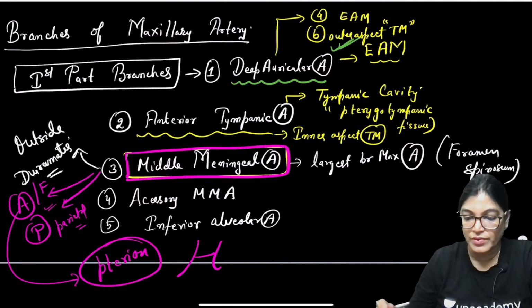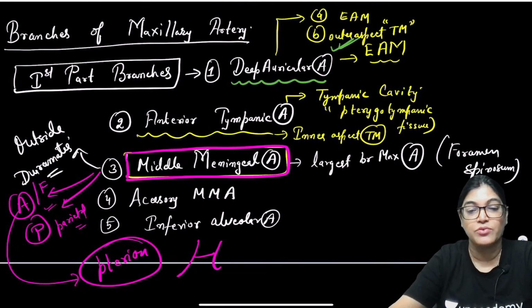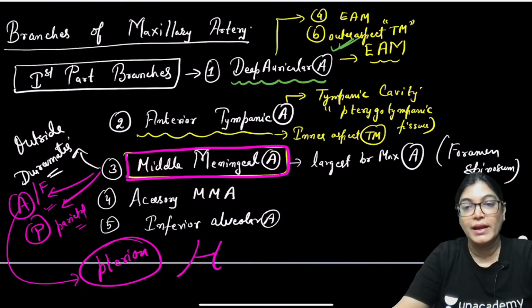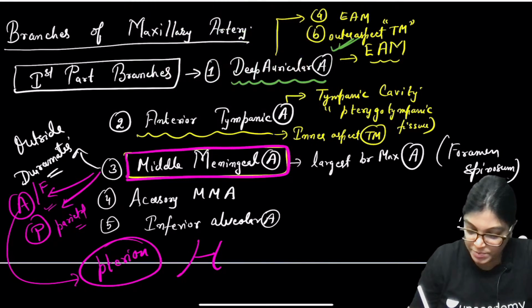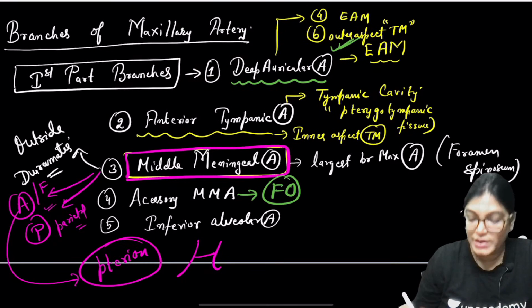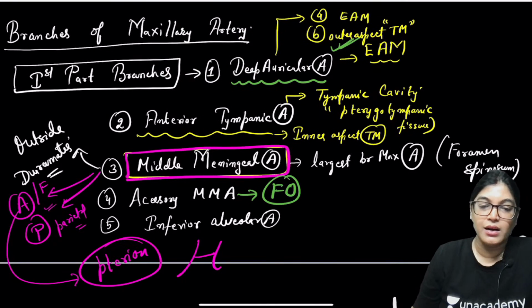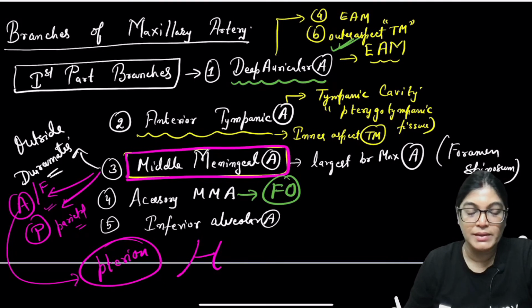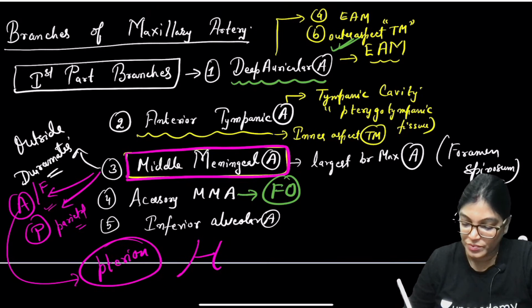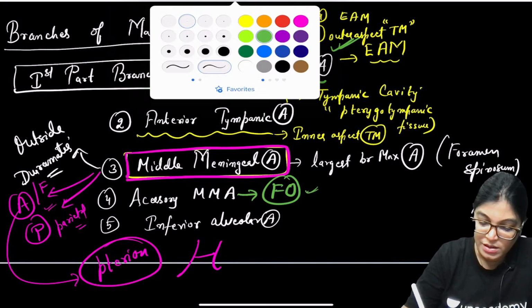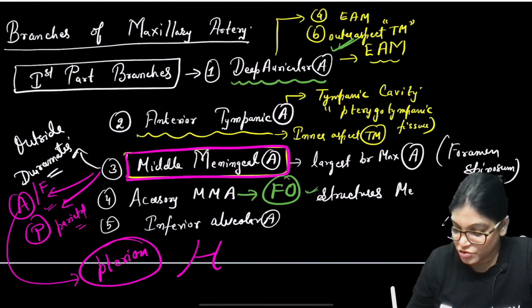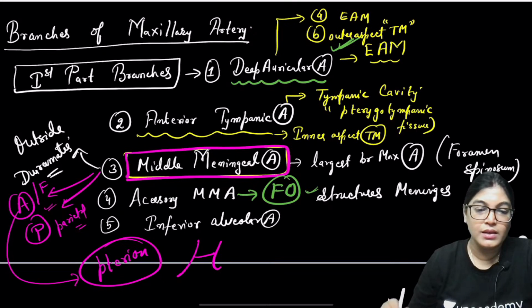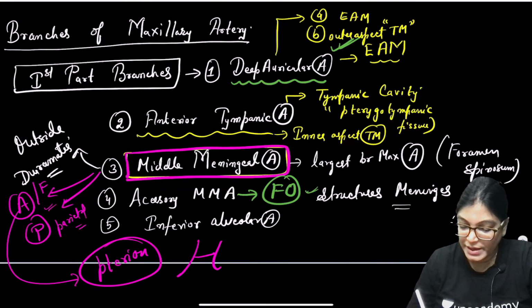Accessory middle meningeal artery passes through foramen ovale. FO is the foramen ovale, a foramen of the middle cranial fossa, and it supplies the structures of the infratemporal fossa and the meninges of the brain.